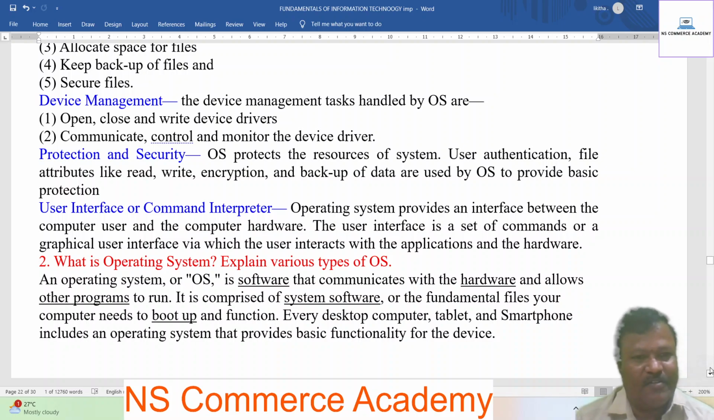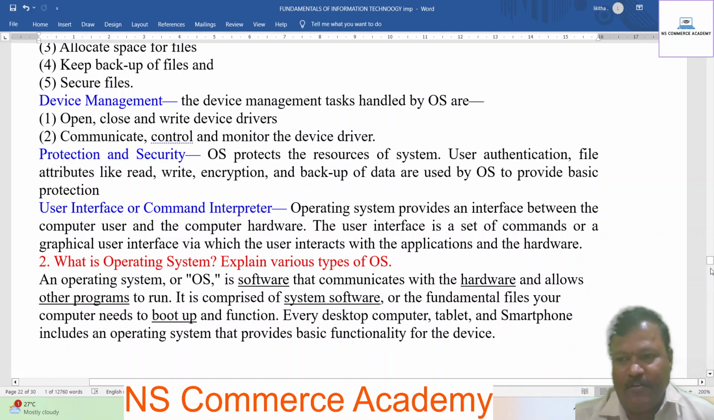The interface: command interface interpreter. The operating system provides an interface between the computer user and the computer hardware. The user interface is a set of commands or a graphical interaction interface via which the user interacts with applications and the hardware.